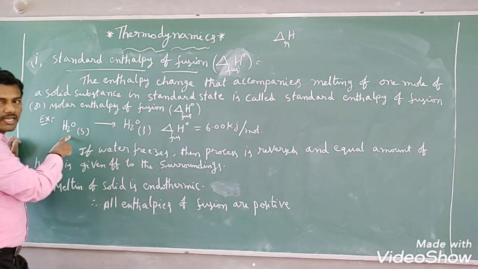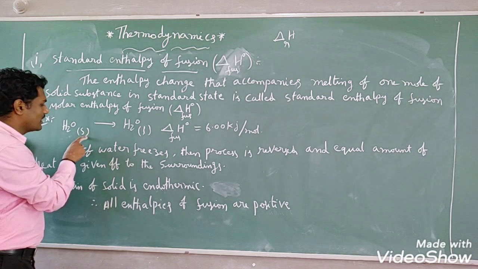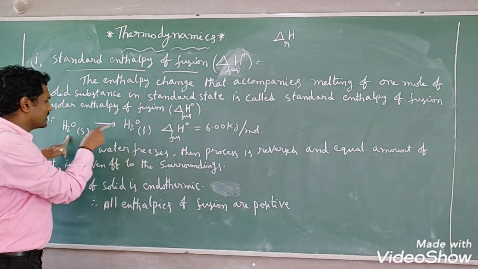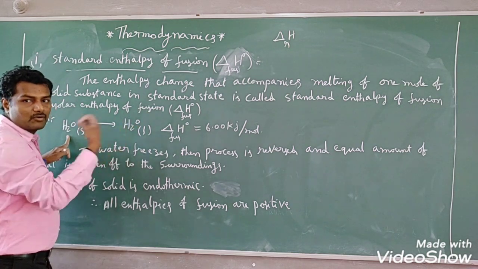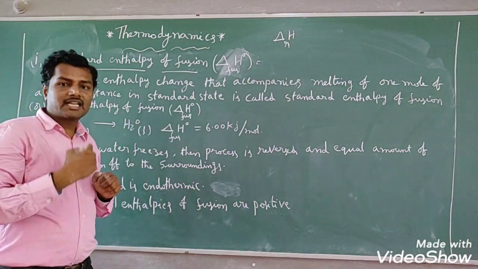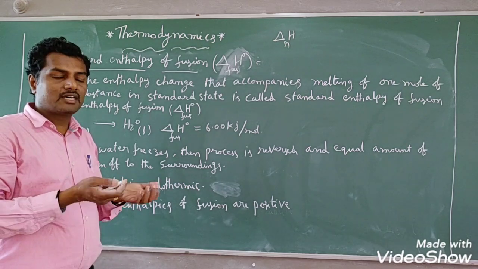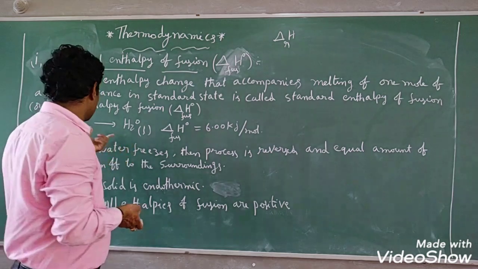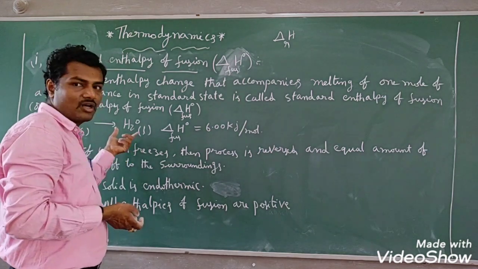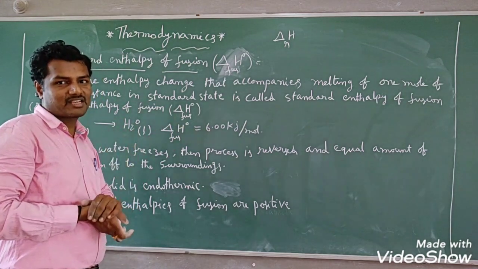For example, you can take water. Ice I have taken. Ice generally is in the solid state. How will it convert into liquid? By absorbing some amount of heat. The reactions in which heat is absorbed are called endothermic reactions. So this type of reaction we call endothermic reactions only.